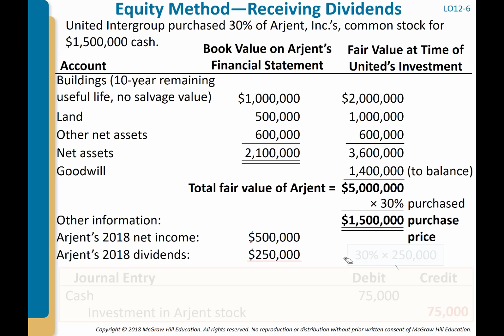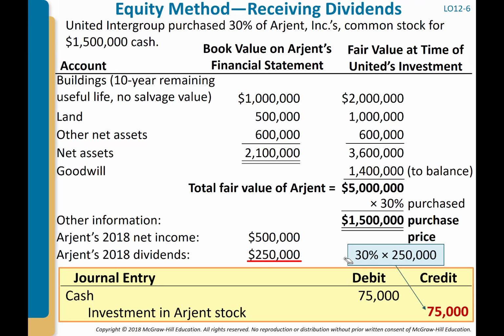Then they tell us that there was a dividend that was paid out. The dividends that were paid out were $250,000, and since we own 30% of the company, 30% of that belongs to us, right? So they pay us the dividend, and we credit the investment account. Notice the difference between this and the fair value through net income approach. With the dividend received, that was our investment revenue, right? Here, our investment revenue is our share.